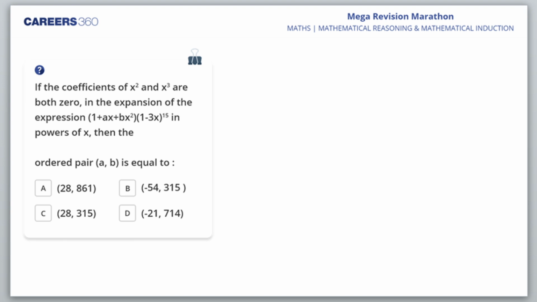Okay, let's go ahead with the first question. Students, are you all ready? If the coefficients of x square and x cube are both 0 in the expansion of the expression, the powers of x, then the ordered pair (a, b) is equal to. Yes, students, best of luck.